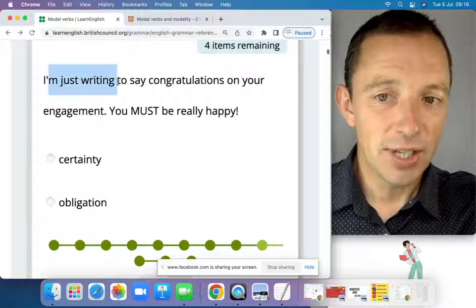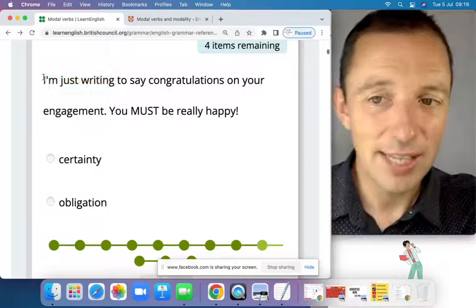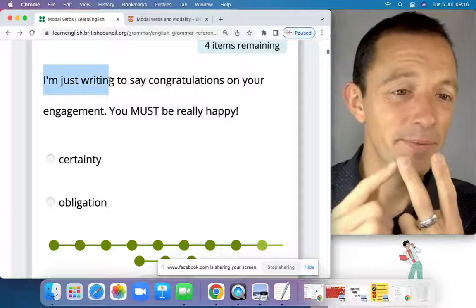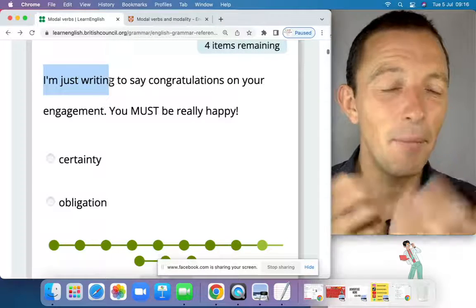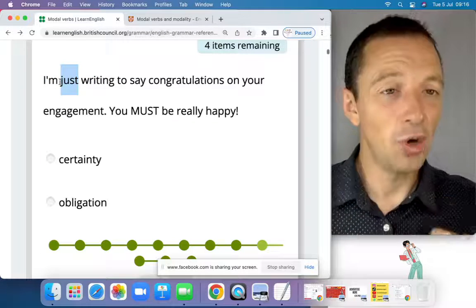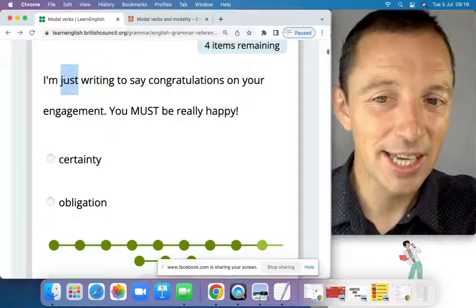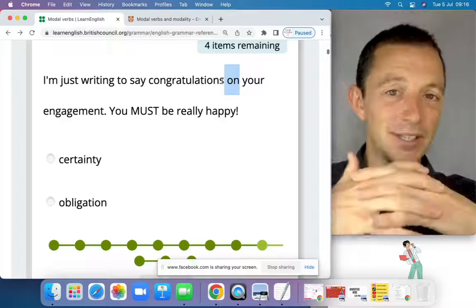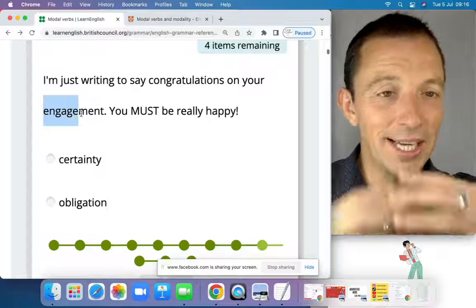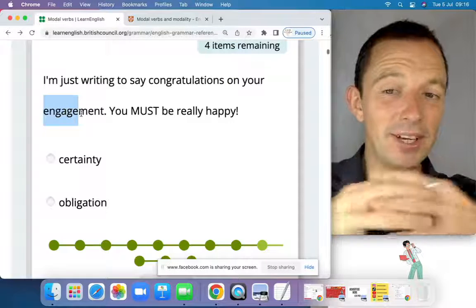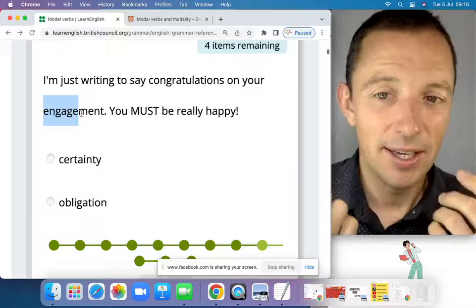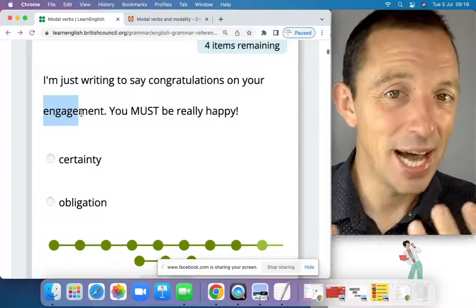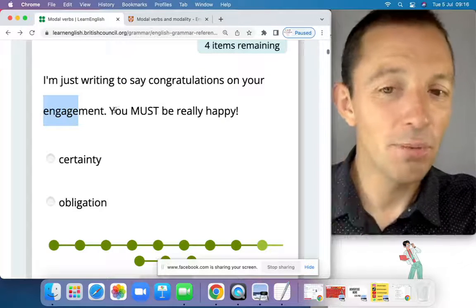I'm just writing to say, so this is the present continuous. To create the present continuous, we need the subject, the auxiliary verb to be, plus the gerund, ing, I am writing. Just has the significance only. I am only writing to say congratulations in relation to your engagement. The verb is to engage. Before you marry, you engage. And this is exactly the situation here. The person is engaged, and engagement is the noun. And the modal, you must be really happy.